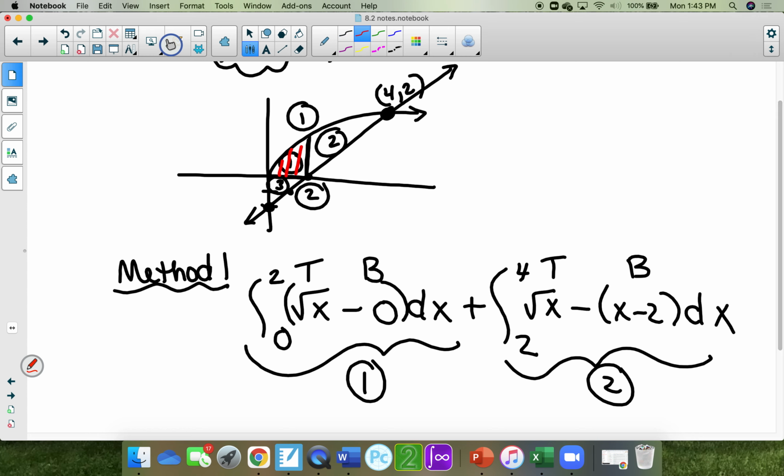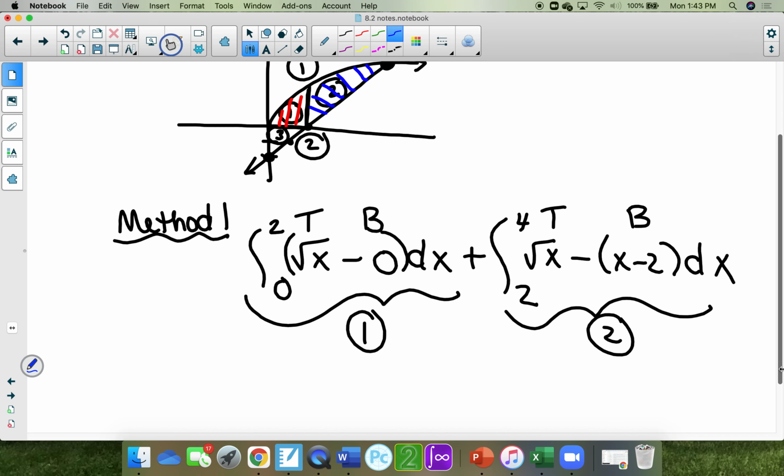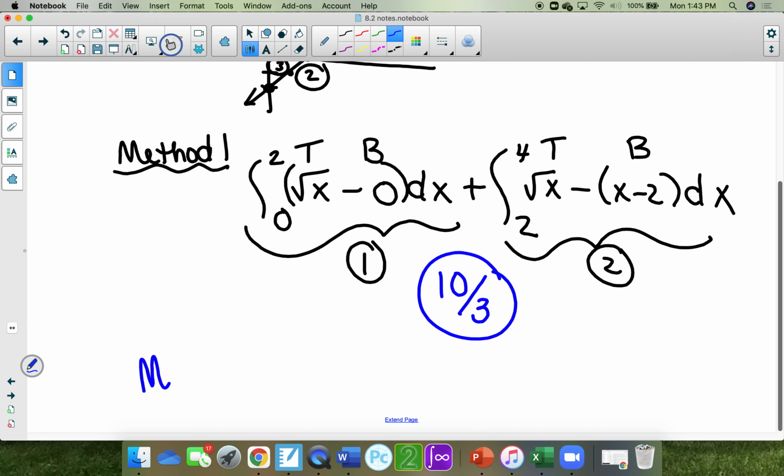So this would be one method by breaking it up into 2 shapes. Shape number 1 and shape number 2. You get 2 different areas. This is method number 2. You're going to get the same answers. The answers are 10/3, by the way, 3 1/3. Method number 2 is to look at that.